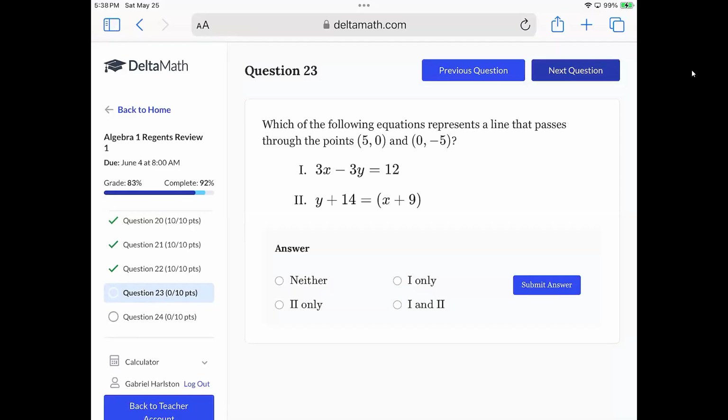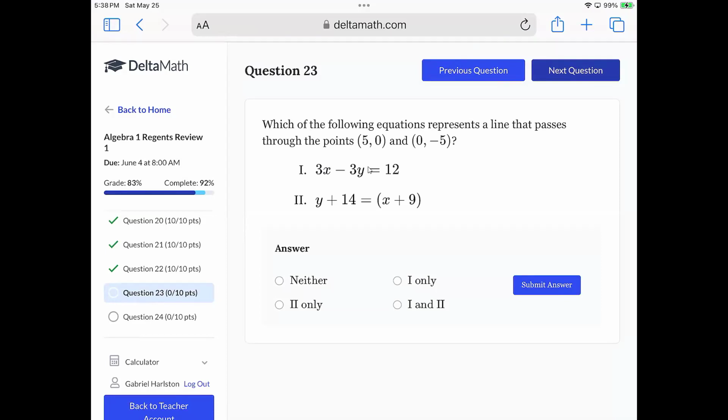All right, question number 23. This one, I think some of you guys have struggled with it, but if you understand what it's asking, it's just saying there's two lines here. They've given us two lines. Now, they didn't put it in slope-intercept form, but these are both lines because the highest exponent is a 1. So this is going to be a line. But they want to know, are these 2 points on each one of these lines?